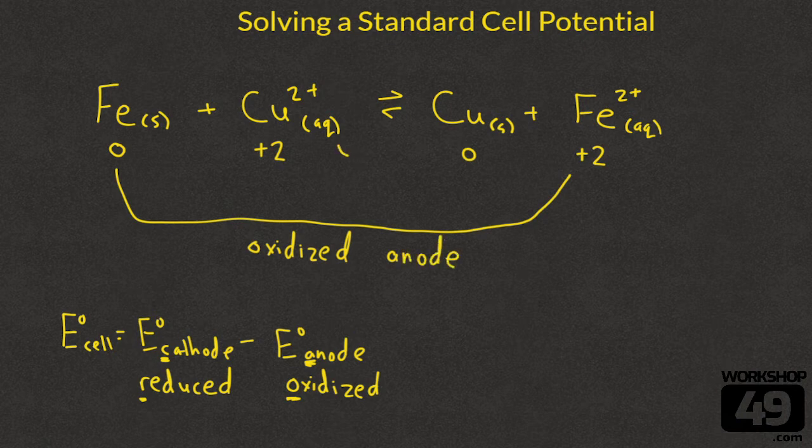And our copper, which had its oxidation number reduced from +2 to 0, so it's reduced, that's going to be our cathode. Once we know which one is our anode and which one is our cathode, we're going to have to look at a standard reduction potential table. Now, you're either going to find this in your book or you're going to find this online, but I'm going to show you what it will look like.